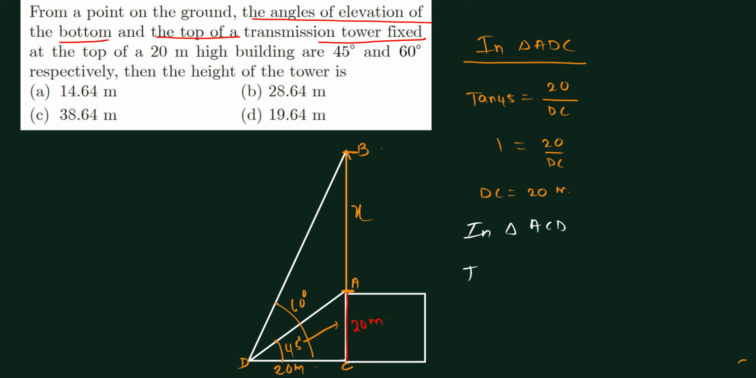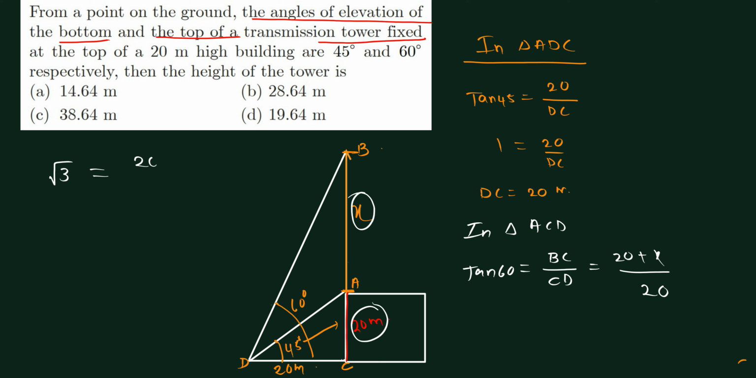Apply tan 60. So tan 60 equal to the opposite value, which is BC. Adjacent is CD. So can I write BC as 20 plus x? Yes or no? This is 20 and this is x. 20 plus x by the CD value, which is 20. Okay, so the tan 60 value is root 3. Root 3 equal to 20 plus x by 20.